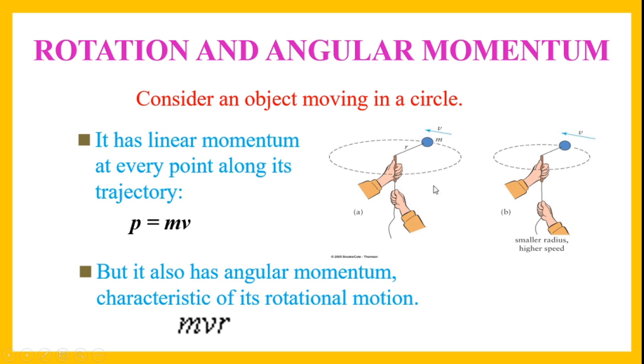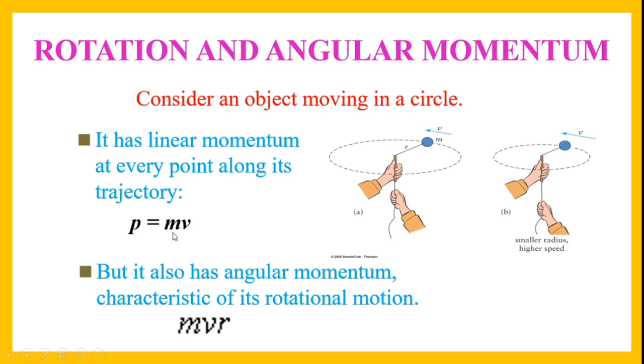Let us consider one object which is moving in a circle. Here we have tied a marble with a rope and we are swirling it in the air. Now if you observe this first figure, it has linear momentum at every point along its trajectory, P is equal to mv.